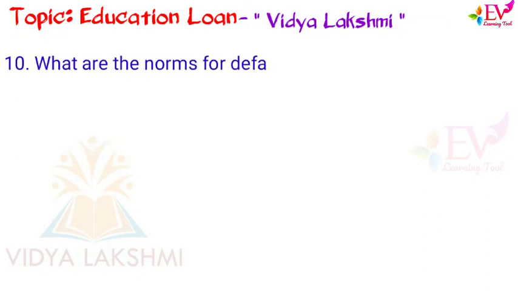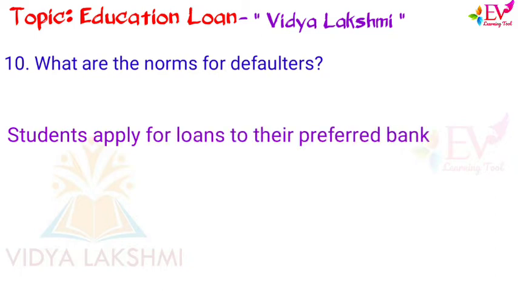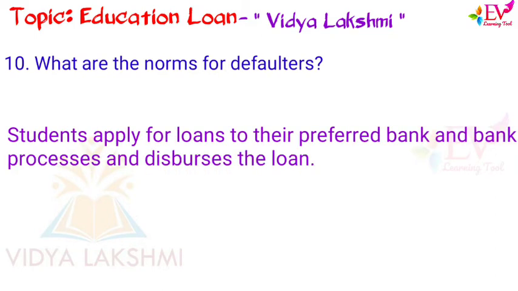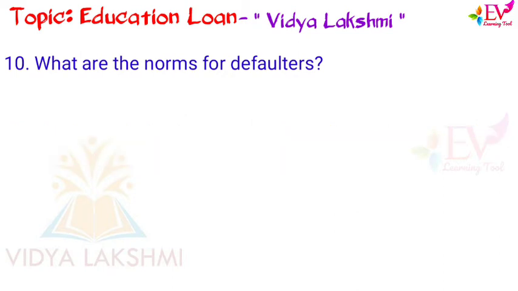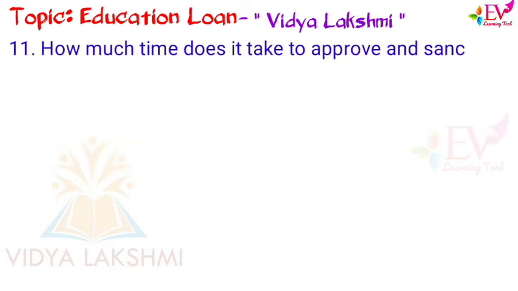10. What are the norms for defaulters? Vidya Lakshmi Portal, VLP, provides a platform wherein students apply for loans to their preferred bank, and the bank processes and disburses the loan. Each bank has its own set of norms for dealing with defaulters. 11. How much time does it take to approve and sanction the loan?